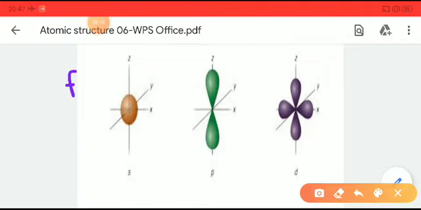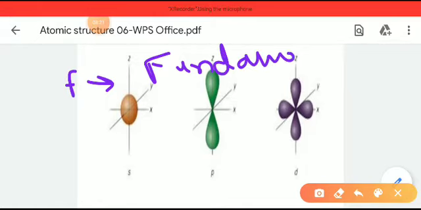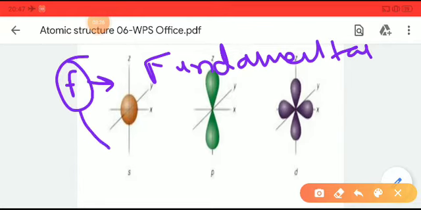And the orbital name F is from fundamental. The F orbital originated from the name fundamental. The F orbital does not have a regular shape. It is more diffuse, so we cannot picturize it.